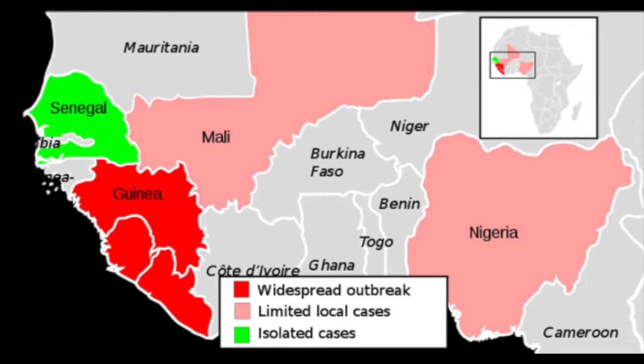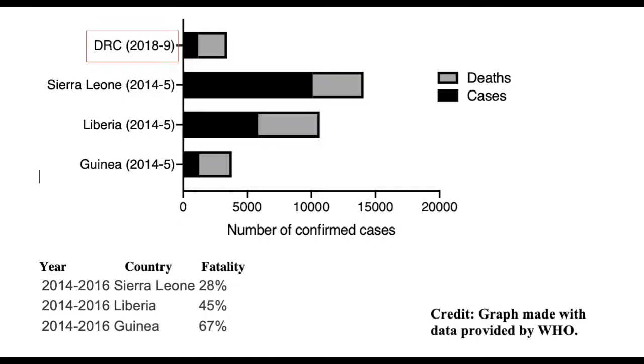In this outbreak, it infected more than 28,600 people, and there was an estimated 11,000 deaths. So you can see in this graph here, I've characterized the number of cases and the overall death. In Sierra Leone, there was a fatality rate of about 22%, going up to 67% in Guinea, which was the highest at the time.